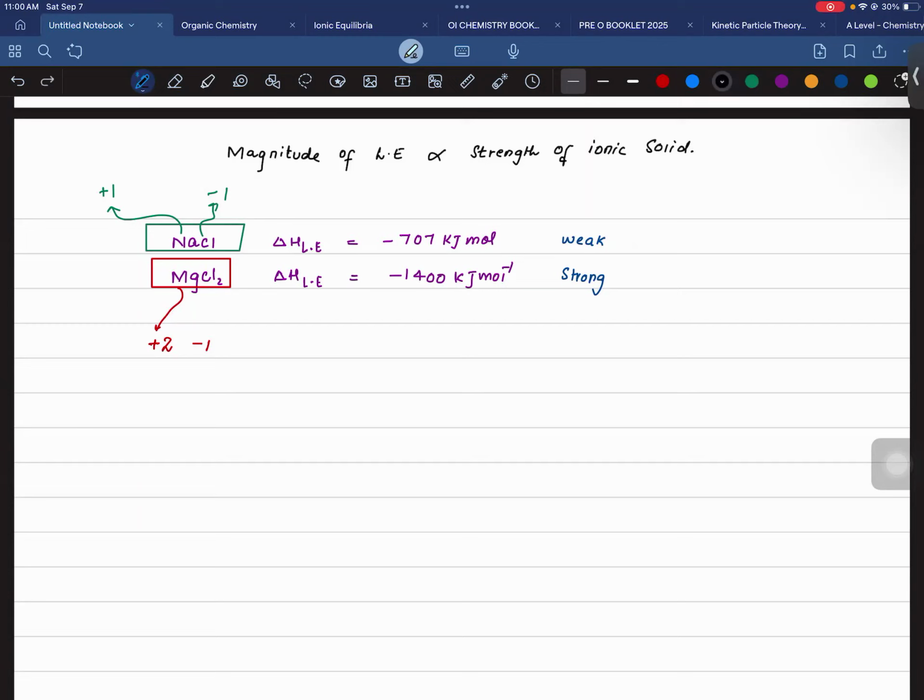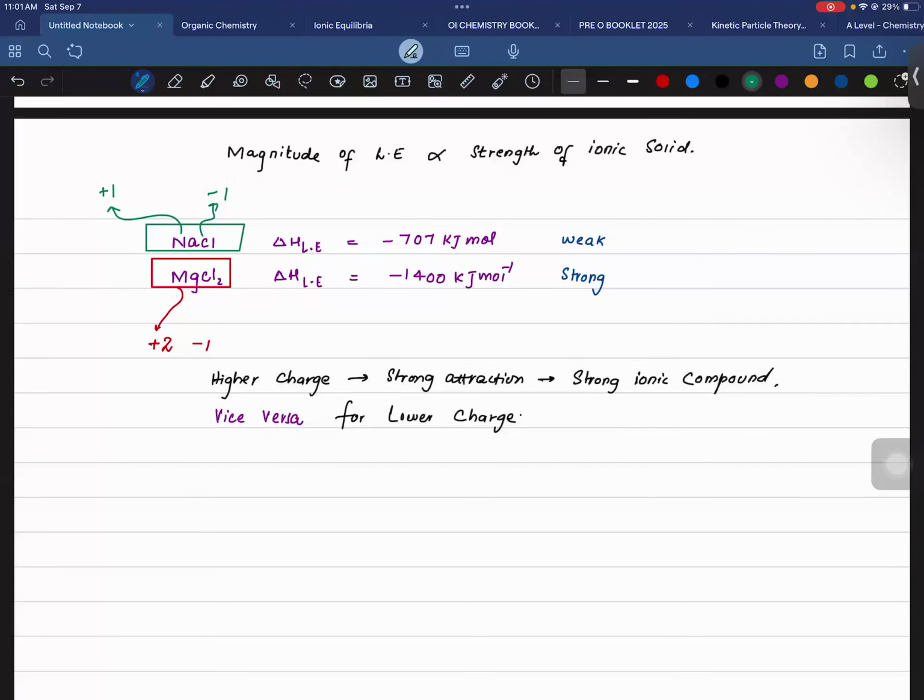We have discussed that higher charge means strong attraction, and this is a strong ionic solid. And vice versa for lower charge.